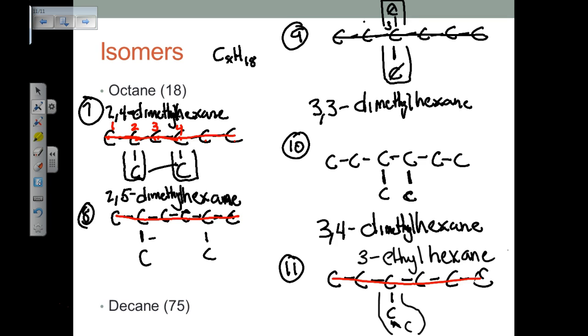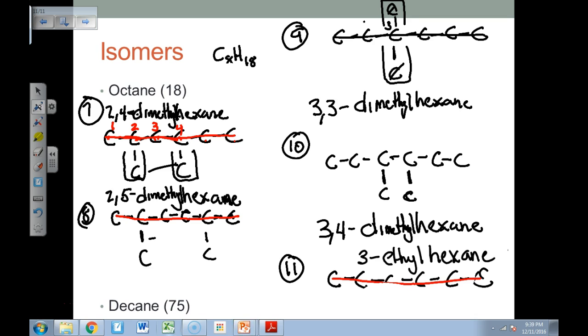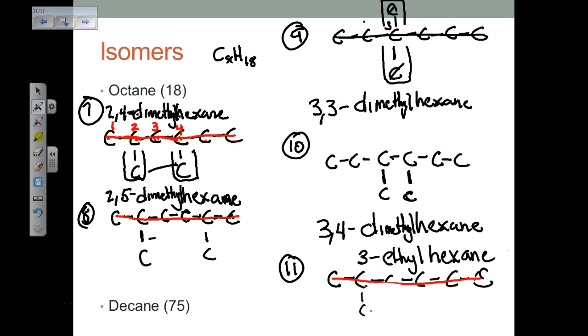A quick aside about 3-ethylhexane. You cannot take an ethyl group and put it on carbon 2, because by doing that, you've increased the longest carbon chain by 1. This is 1, 2, 3, 4, 5, 6, 7. That's the longest carbon chain, 7, and now you have a methyl group off of it. That's 3-methylheptane. You've already done that.